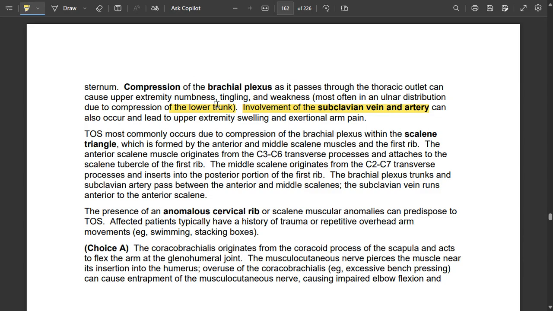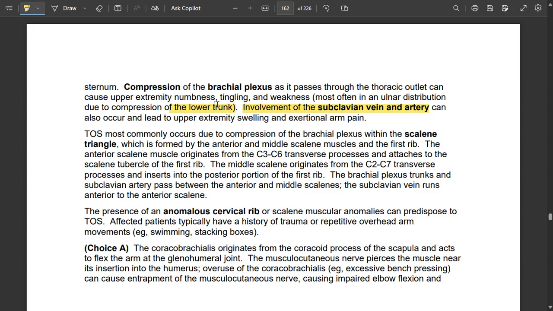Thoracic outlet syndrome is most commonly due to compression of the brachial plexus in the scalene triangle. The scalene triangle is formed by the anterior and middle scalene muscles and the first rib. So the brachial plexus is compressed in that particular triangle.